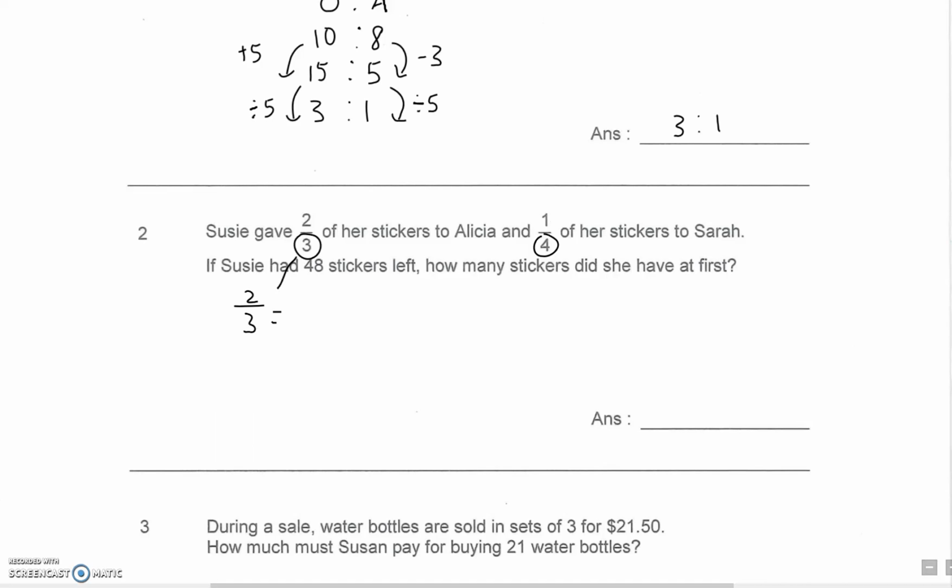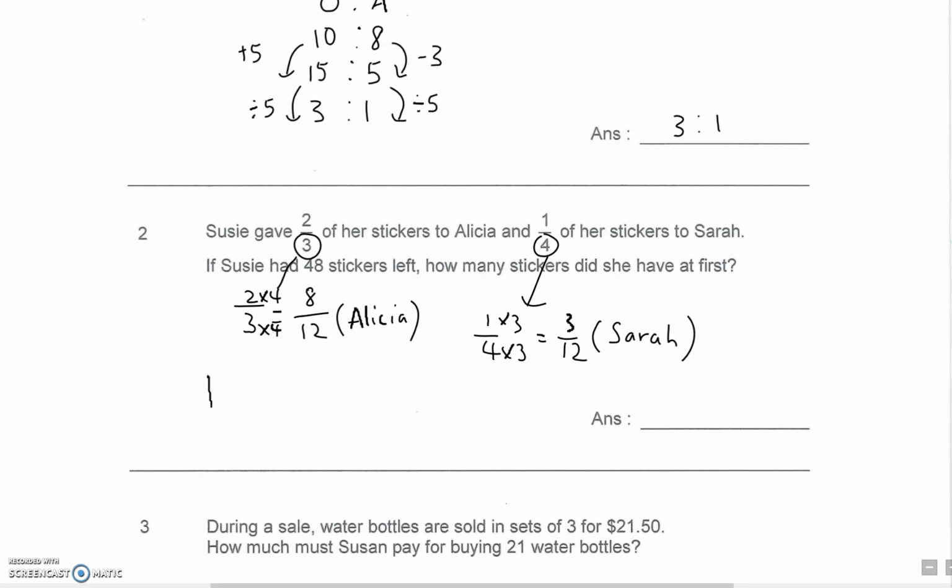So 2/3 is actually times 4, a common denominator of 8/12. Whereas for Sarah, it will be multiplied by 3 to get a total of 3/12. Okay, so we now know that Alicia is getting 8/12 and Sarah is getting 3/12. So there is a fraction that's left, right? You will have 1 whole minus what was given to Alicia, minus what was given to Sarah, which will give you 1/12 that is left.